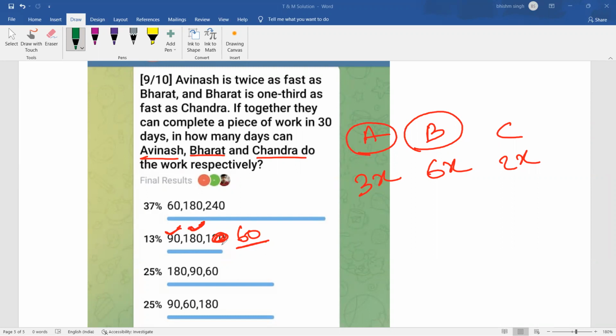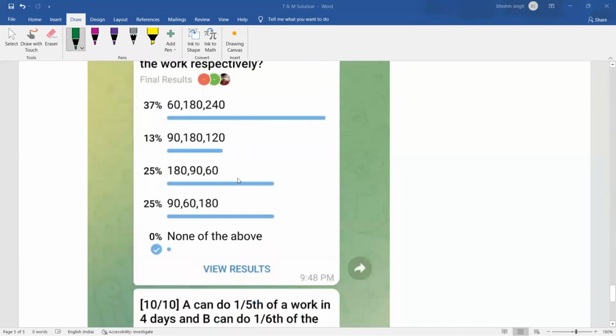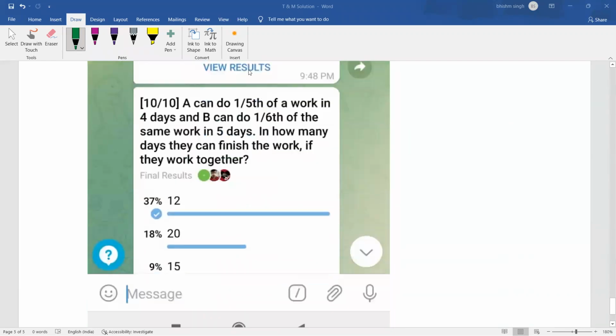No option is matching here. So this is not a correct answer. Without touching the pen, even using the options, you can solve the question. Okay, so this 9th one is done. Come to the 10th one, all of you.